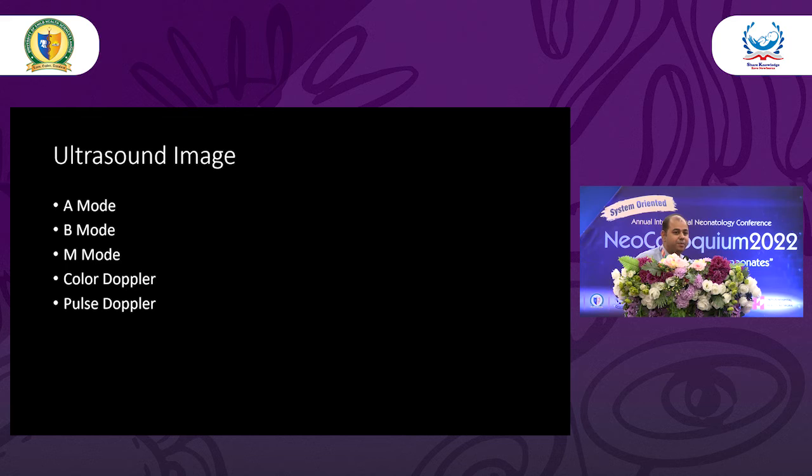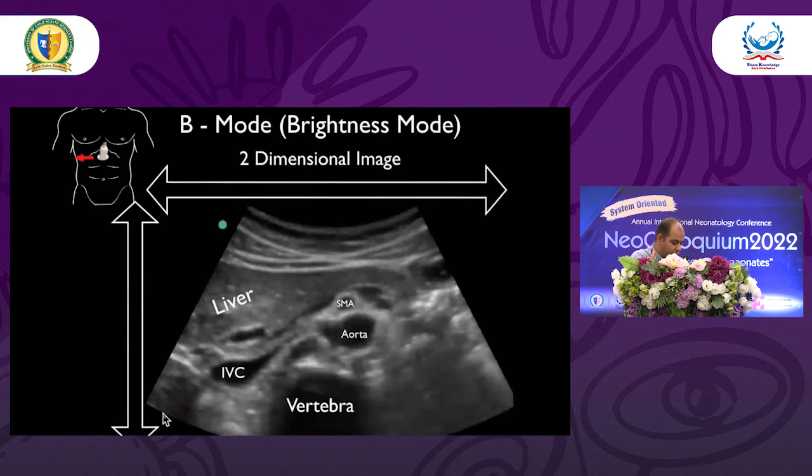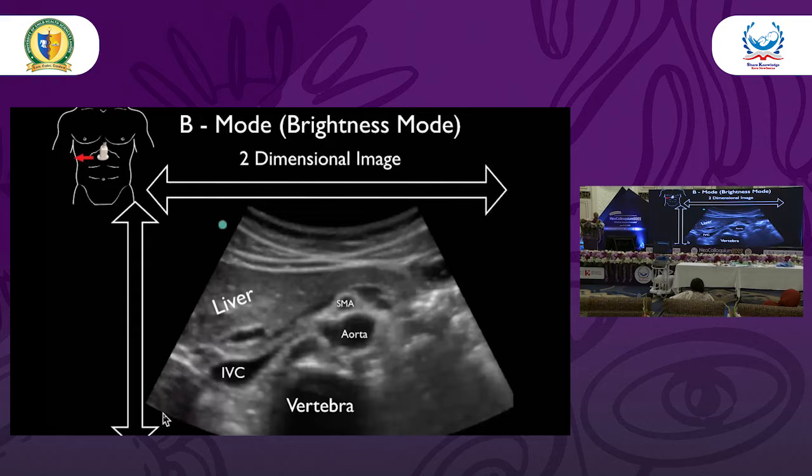So this was the basic aspect of probe selection and machine selection. After you have a good quality machine in your hands, you should look at an ultrasound image. What does it look like? There are many appearances on a monitor by which you can recognize what kind of image we are seeing. The first image is the actual grayscale image. We call it grayscale because there is no color involved in it. It shows only white and gray. This is a two-dimensional image.